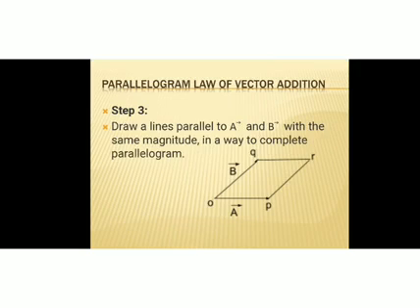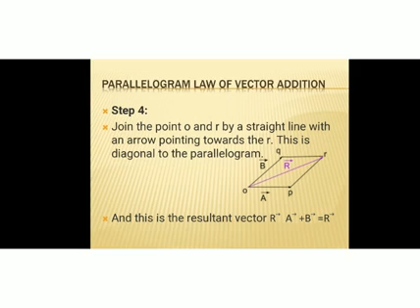Next, draw lines parallel to A and B. That is the next step. So this is vector A and this is vector B, and here two lines are drawn parallel to B and A. This line is drawn parallel to B. Similarly, this line is drawn which is parallel to A. So that is the third step: drawing lines parallel to vector A and vector B in a way to complete the parallelogram. Why do we draw these lines? Such that this figure forms a parallelogram.